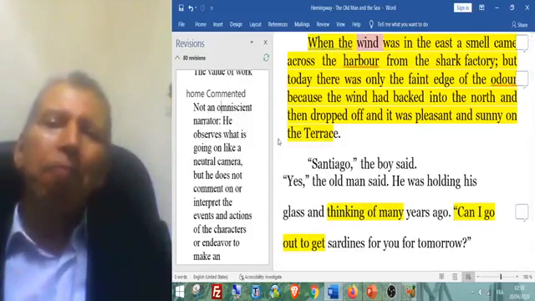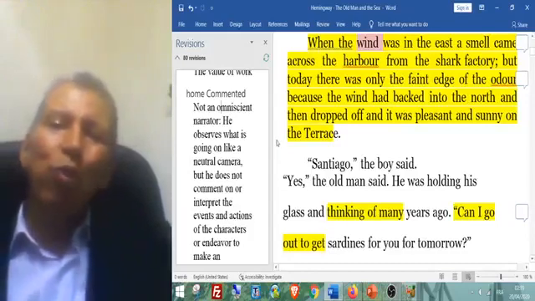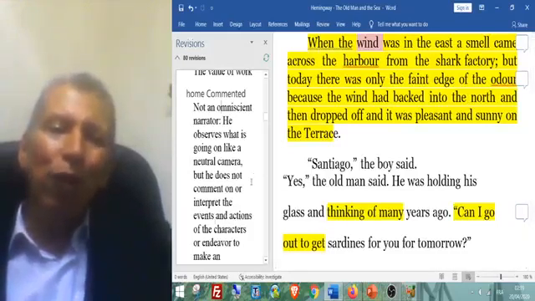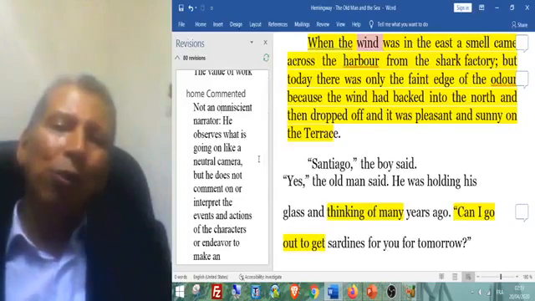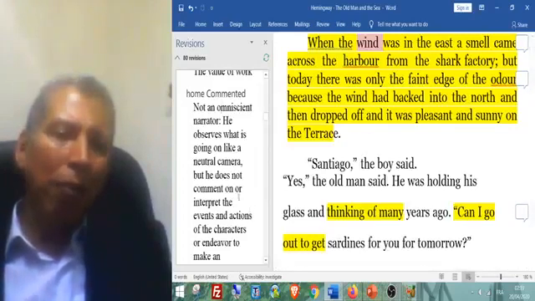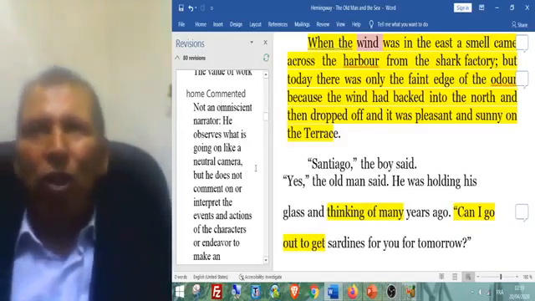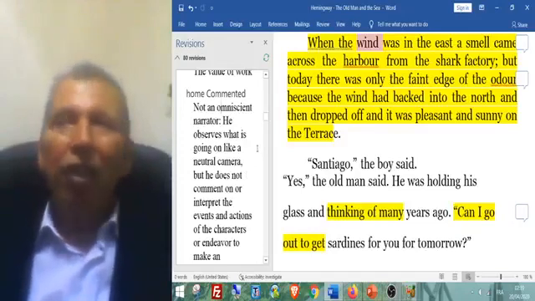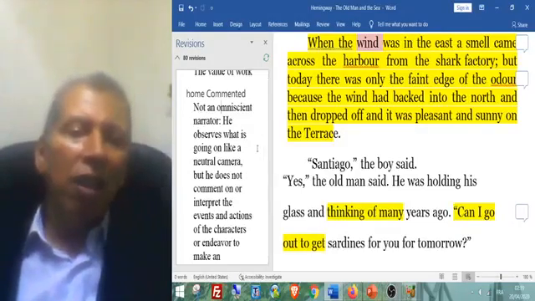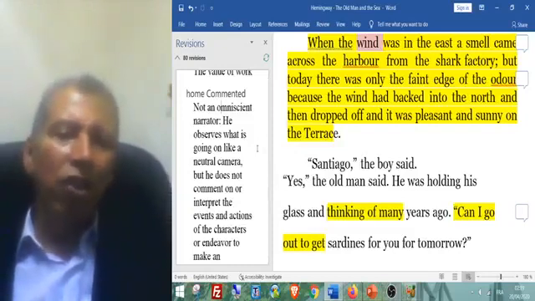Yes, he's very reserved. When the wind was in the east, a smell came across the harbour. Somebody who looks at the fishermen doing their work, one of them. So this is the narrative perspective or the narrative point of view. And he's a neutral observer, like a neutral camera. But the narrator refrains from comment or interpretation or discussion or judgment. He suspends judgment.